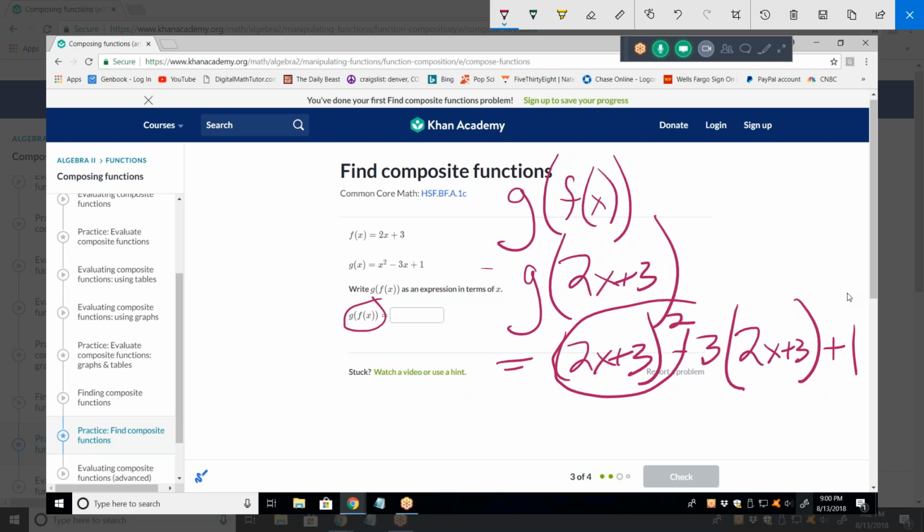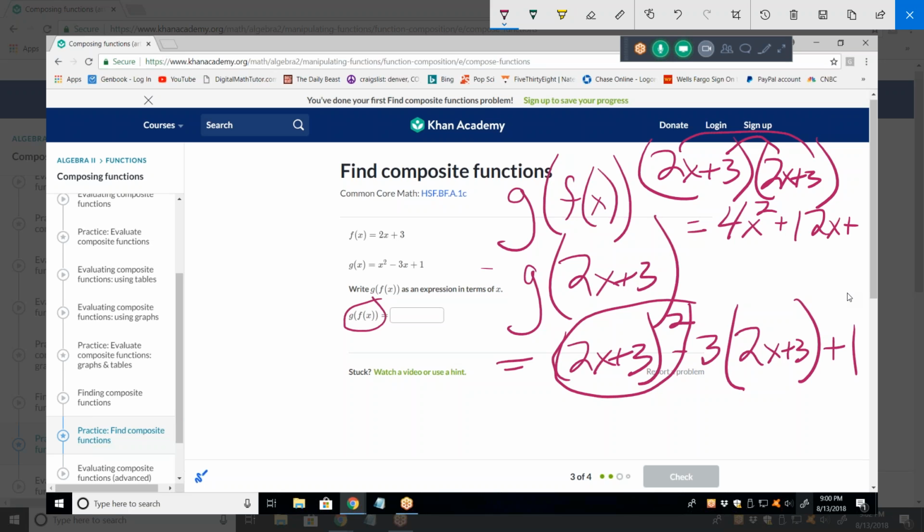I'll do it one step at a time. What is 2x plus 3 times 2x plus 3? So that's 4x squared plus 6x plus 9. It's plus 6x plus another 6x. It's always 2 of those. Always. In fact, that's worth learning all on its own. I'll get back to that in a second. So this is what we have.